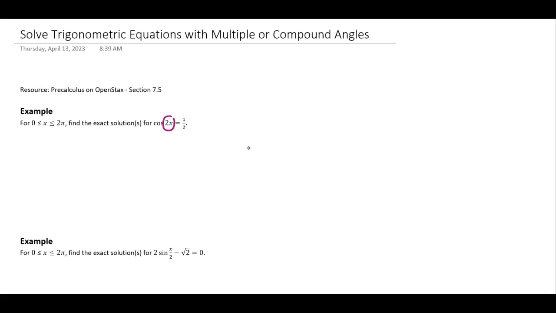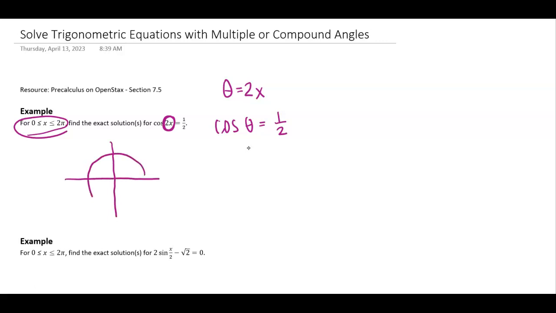Whenever we have an inside piece that's not just a theta, what I personally like to do is a substitution. Let's say that theta is equal to 2x. If I do that replacement, then I want to know where on 0 to 2 pi, so on one interval of my unit circle, cosine is equal to positive 1/2. Well, cosine is positive in quadrant 1 and quadrant 4. And if I want cosine to be equal to 1/2, it has to be the 30, 60, 90 triangle.